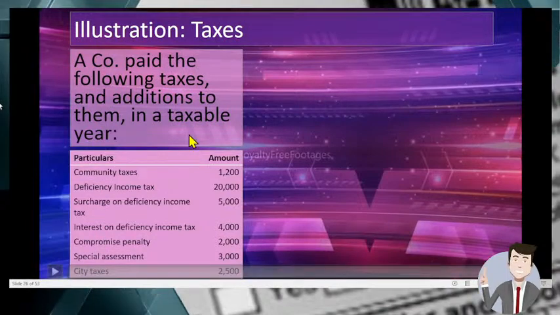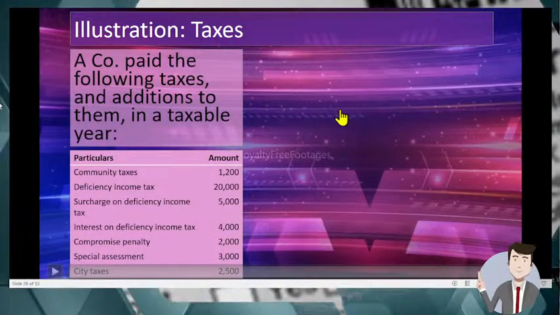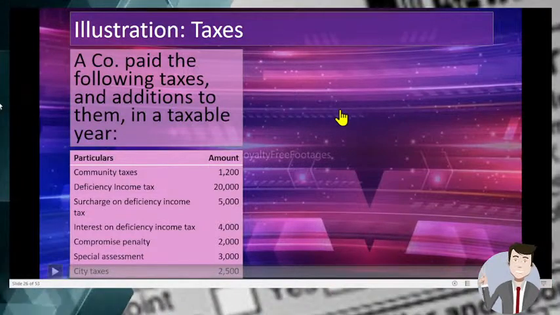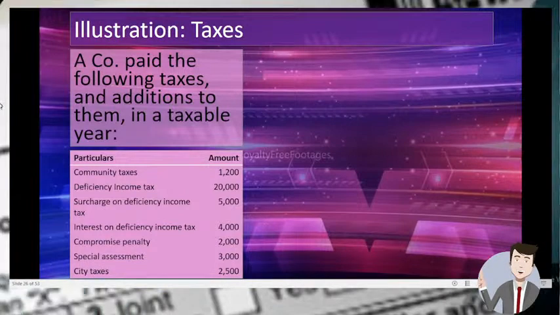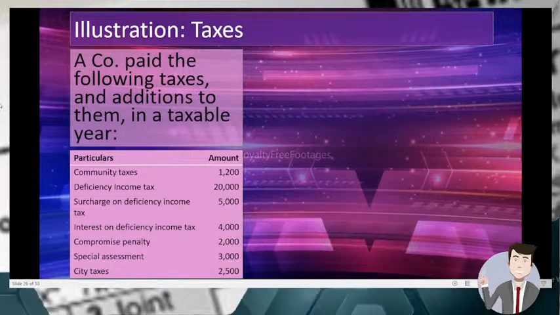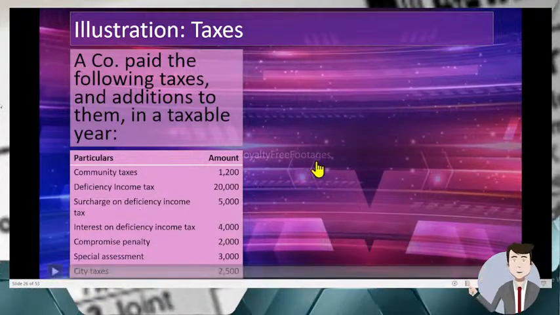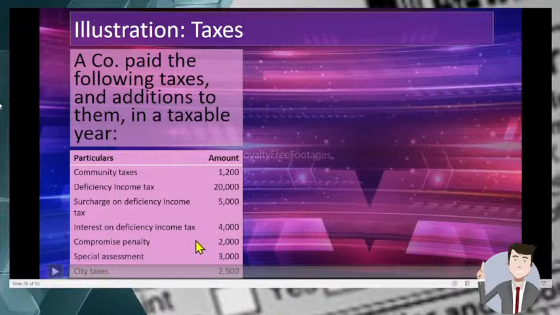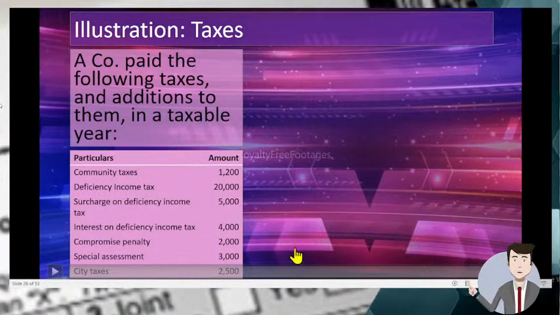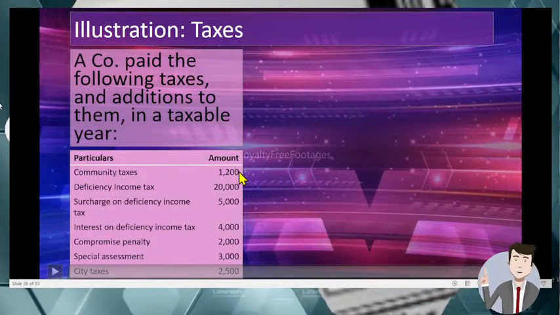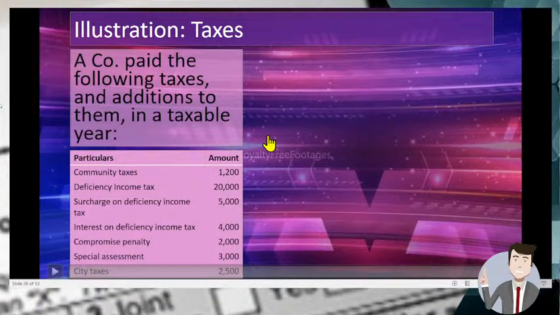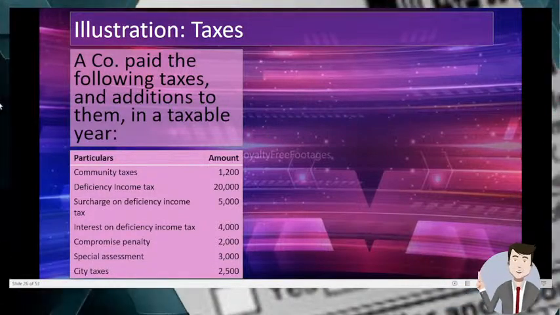Then, in this case, the company receives what we call a special assessment. Maybe part of the corporation's property benefited from government projects. So the BIR assessed additional taxes, which is 3,000 in that case. Then we have your city taxes or local taxes of 2,500. So the question for these given taxes paid by the corporation is which is deductible and which is not. So the question is either deductible or not deductible.